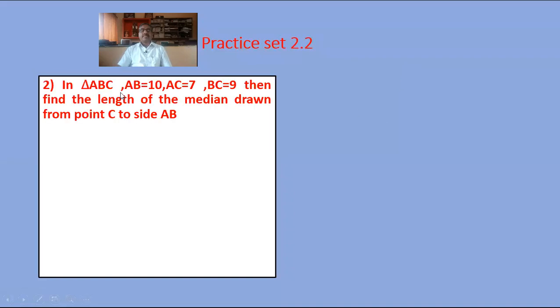In a triangle ABC, AB is equal to 10, AC is equal to 7, BC is equal to 9. Then find the length of the median drawn from point C to side AB. First, to understand the meaning of this problem.